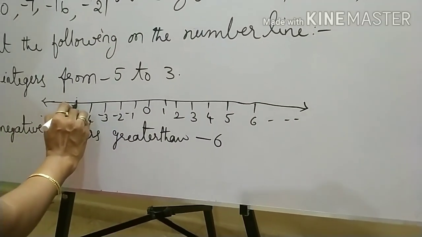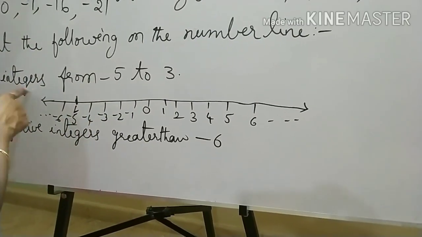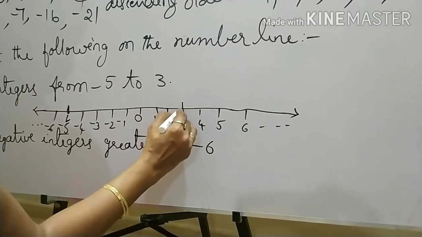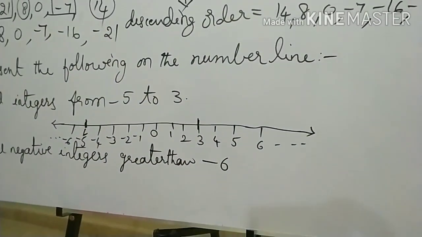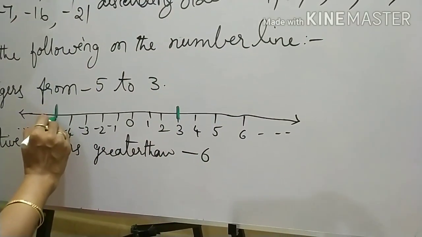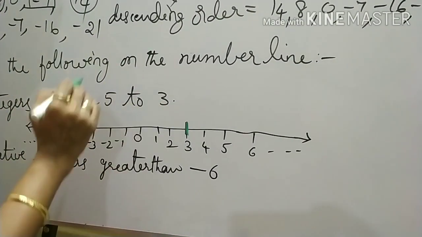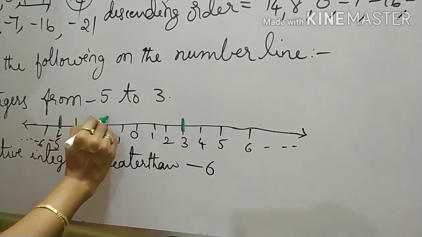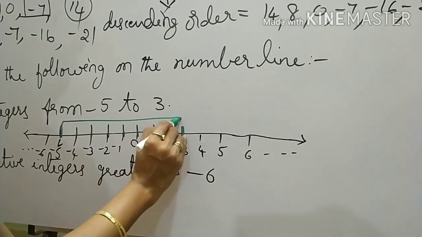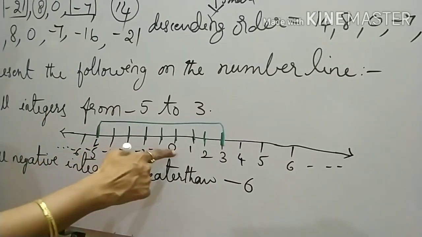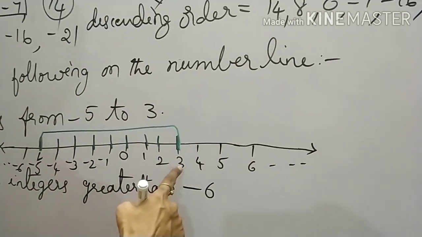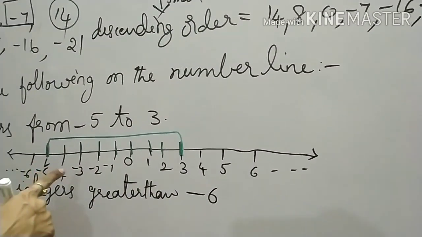So minus 5. All integers from minus 5 to 3. Minus 5 to, where is 3? Here we have 3. So here you have 3. Here you have minus 5. Right, minus 5 to 3 is this number, this number, this number, this one, this one. So these are all the numbers from minus 5 to 3. Okay, minus 5 to 3. So this is the representation of integers on the number line.